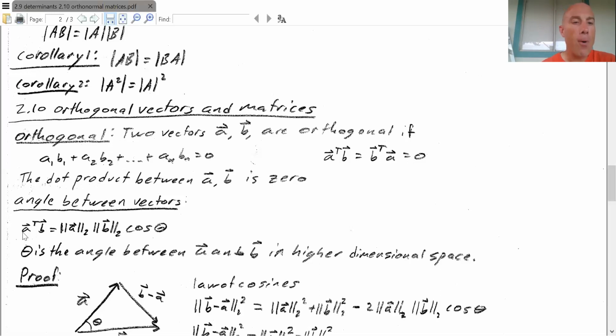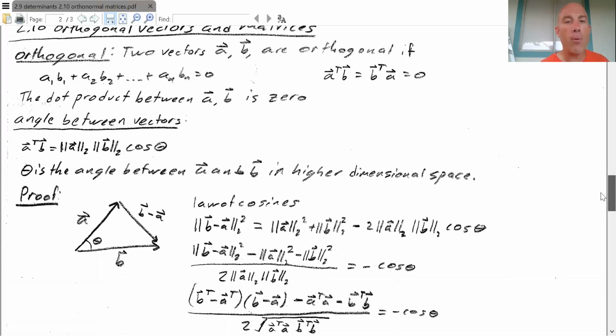The dot product between two vectors is equal to the length of each vector times the cosine of the angle between them. If you took calculus, you know this pretty well. And this angle, I'm interpreting in higher dimensional space. If I have 1,000,000 observations, then I'm dealing with vectors of length 1,000,000, so a 1,000,000-dimensional space. We have to accept the idea of angles in higher dimensional space for this to be conceptually coherent. So how do I prove this?